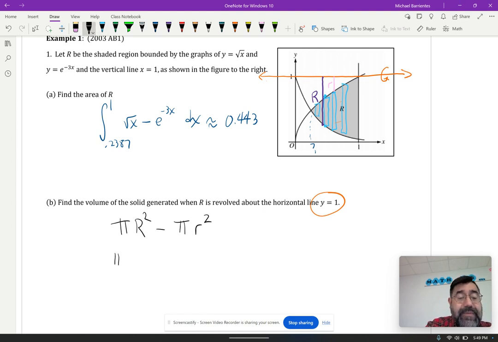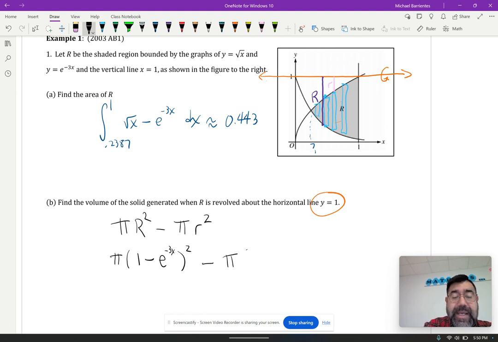So then this is pi. Now wait, capital R. Capital R is this distance. It's a vertical distance. So whenever I measure a vertical distance, I always start and say top minus bottom. So in this case, it's going to be 1 minus whatever this bottom function is. And I believe it was e to the negative 3x.